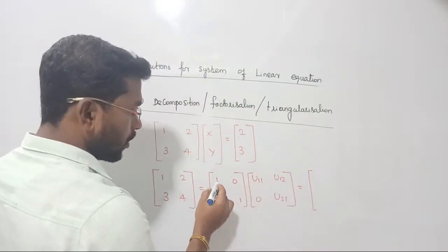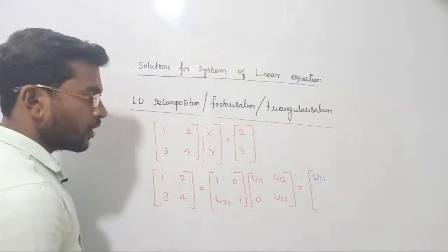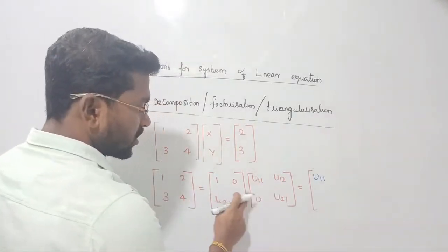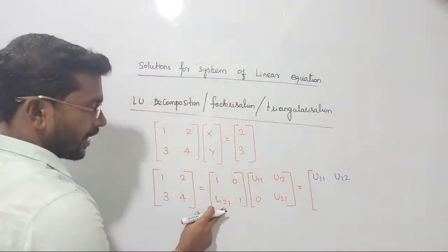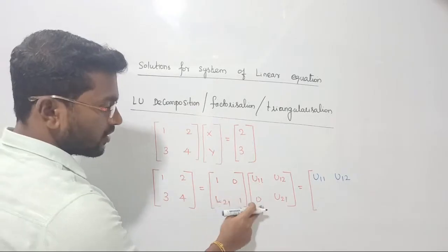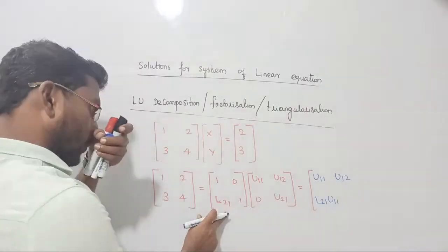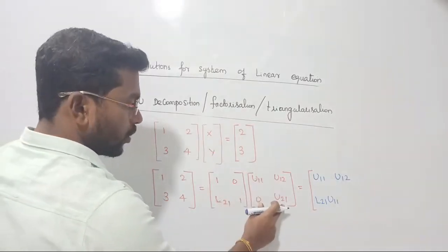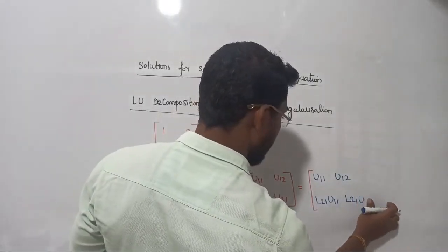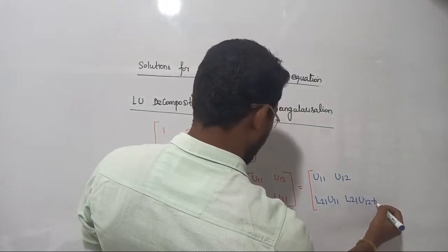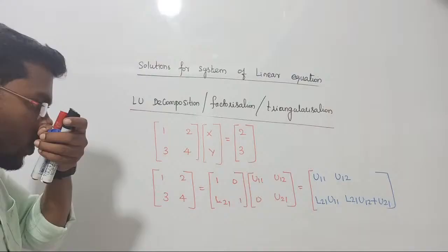First, multiply these two. 1 into u11 plus 0 into 0 such that you are going to get only u11. Next 1 into u12 plus 0 into u21 such that you are going to get only u12. Next L21 into u11 plus 1 into 0 such that you are going to get L21 into u11 only. Next L21 into u12 plus 1 into u21, such that here we are going to get L21 into u12 plus 1 into u21, that is u21. That's all. Now you are supposed to do the comparisons, right?